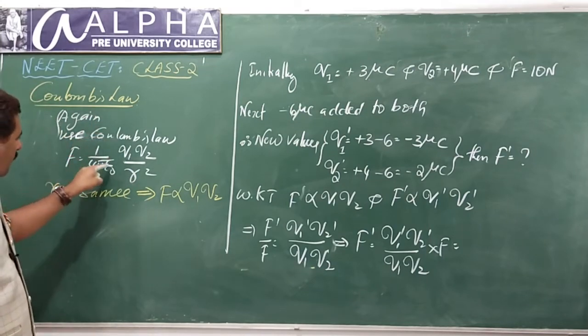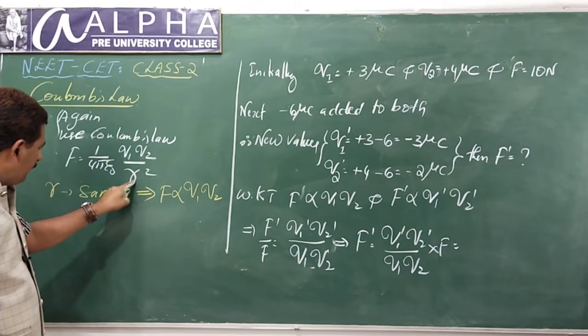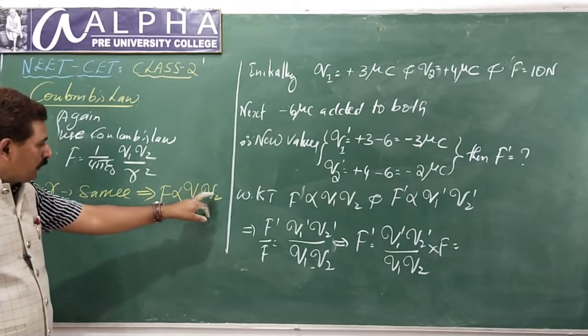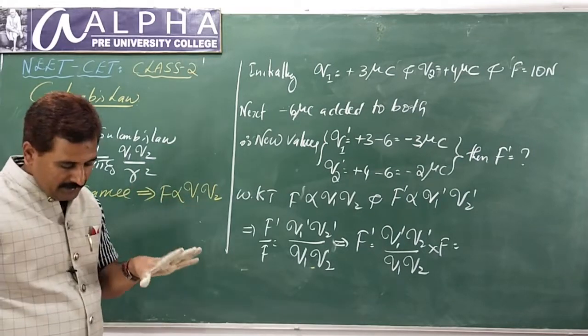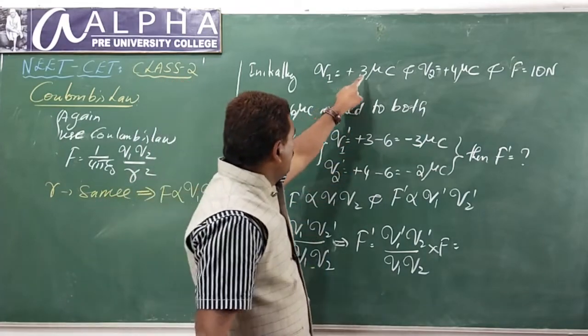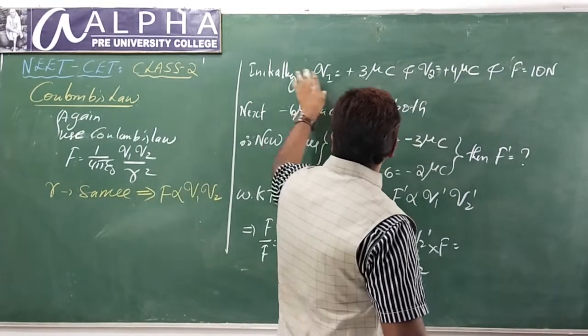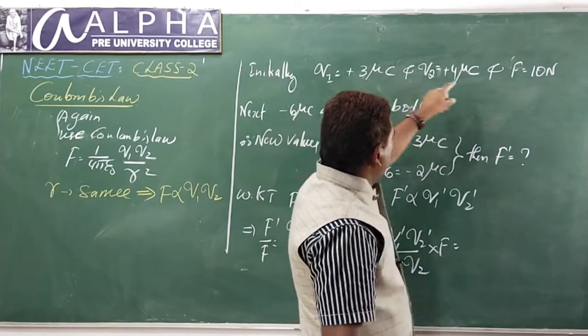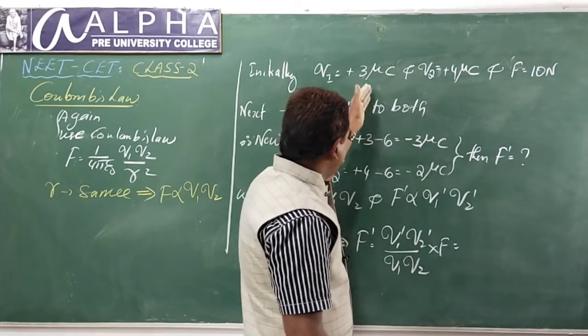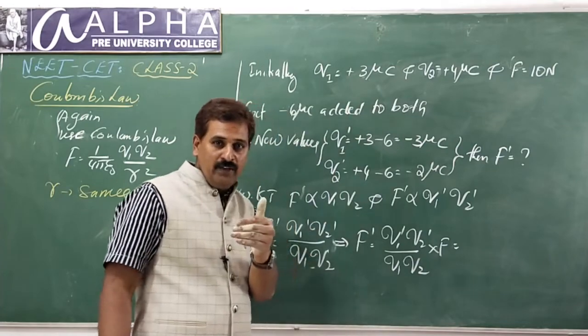1 over 4 pi epsilon Q1 Q2 by R square. Here R is the same in both cases. That's why F is proportional to Q1 Q2; like this you have to think. Students, what he says is, there are two charges with values plus 3 and plus 4 initially, and the force between them is 10 when R is the separation. I have written the calculation part to save time of video recording.